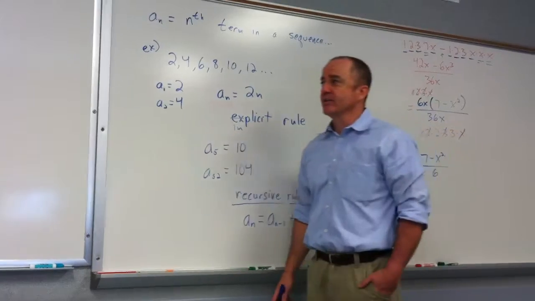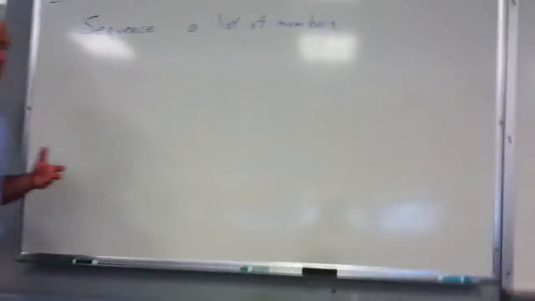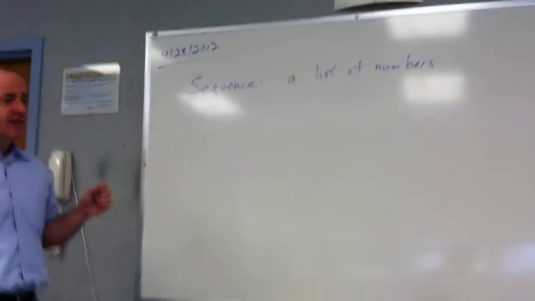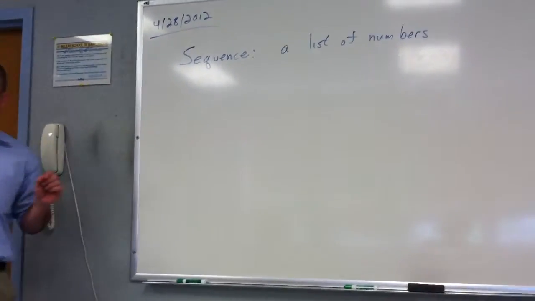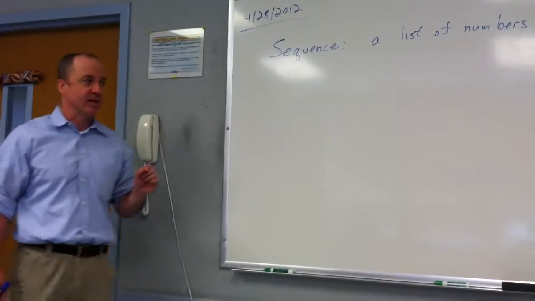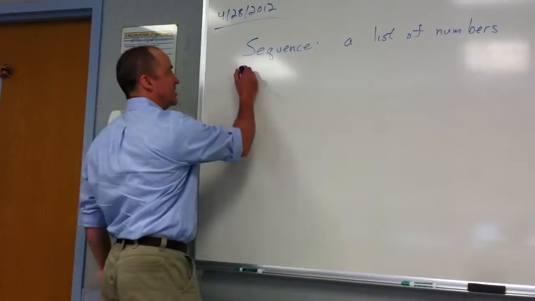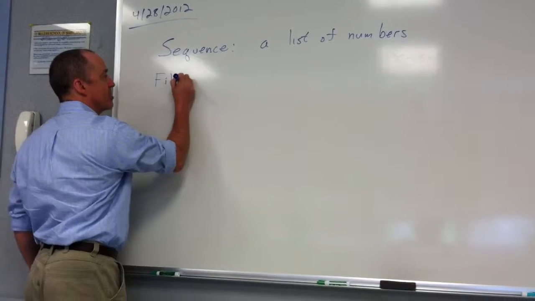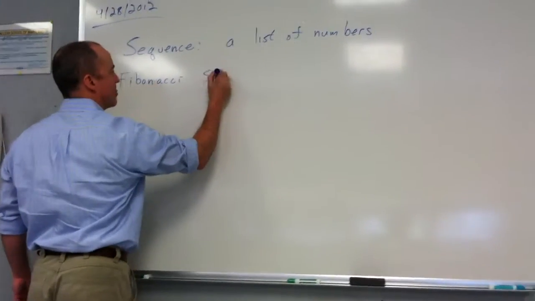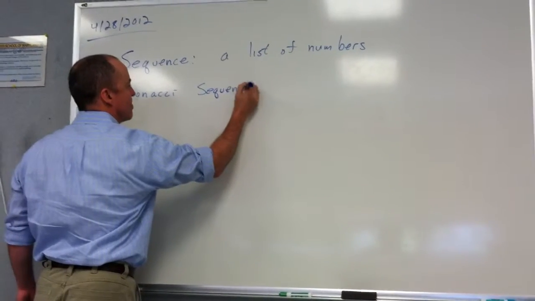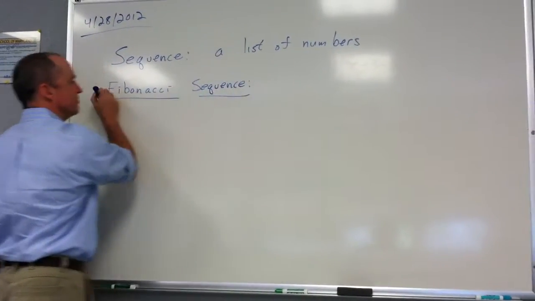In fact, there's a very common example that you might have heard of, the most famous number sequence that is easy to do as a recursive rule and very, very hard to describe in an explicit rule: the Fibonacci sequence. I think I'm spelling that right. You guys ever heard of this one? Yeah. Not me.